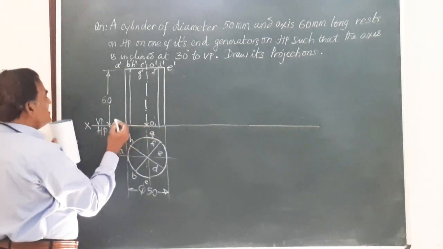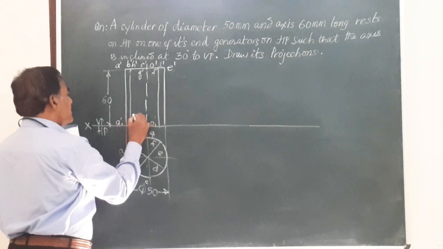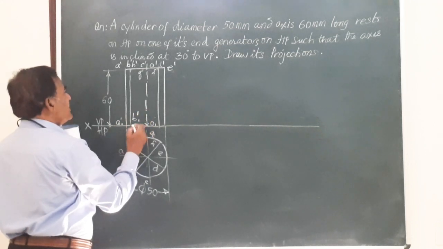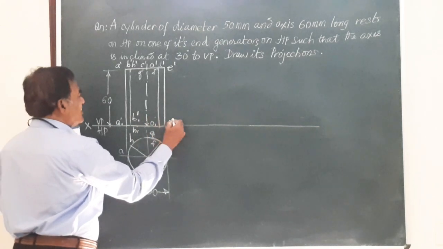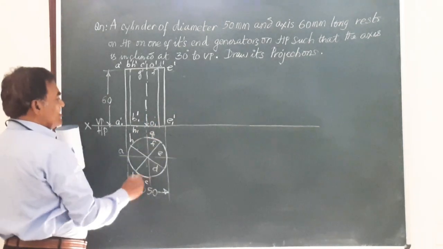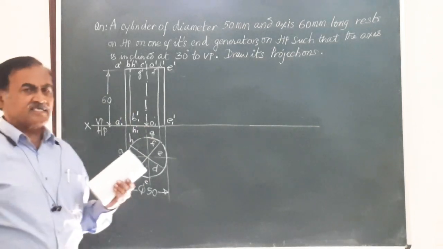Similarly for the bottom face, similar marking, I add just one here. So this will become A1 dash, B1 dash, H1 dash, C1 dash, G1 dash, this is E1 dash. So these are the different generators. I have shown 8 such generators.